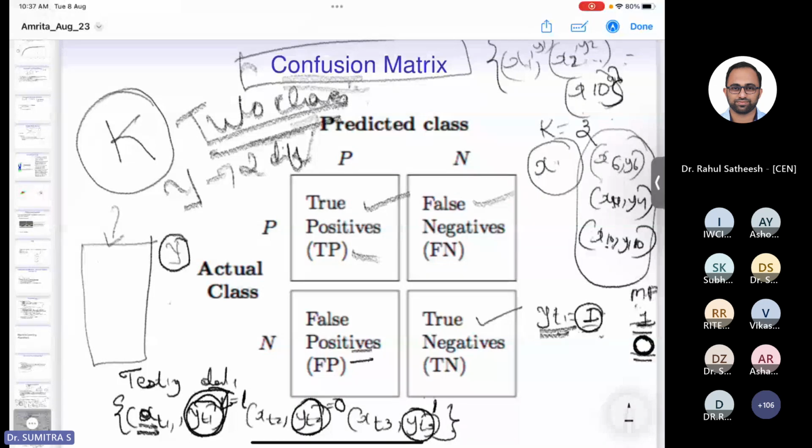Now, false positive means, let YT2 belong to the negative class, 0, but the model is predicting it as 1, that is, it belongs to the positive class. So this is a false positive. The model is falsely saying that it belongs to the positive class. Actually, it belongs to the negative class, but the model says it belongs to the positive class. So we call it a false positive.